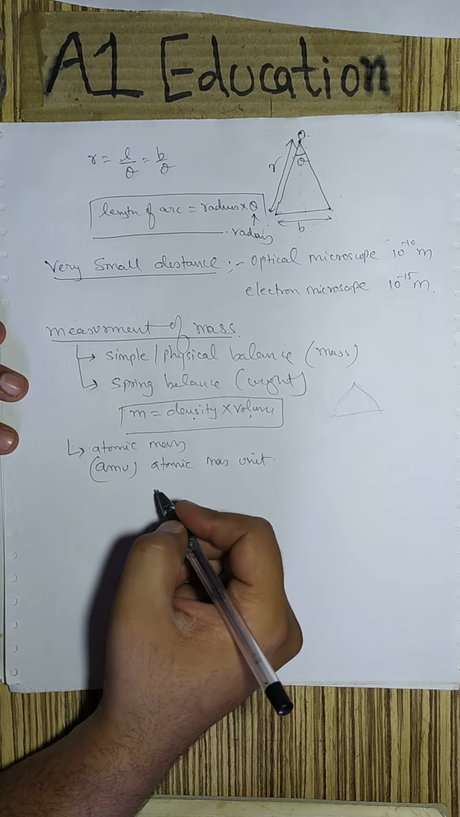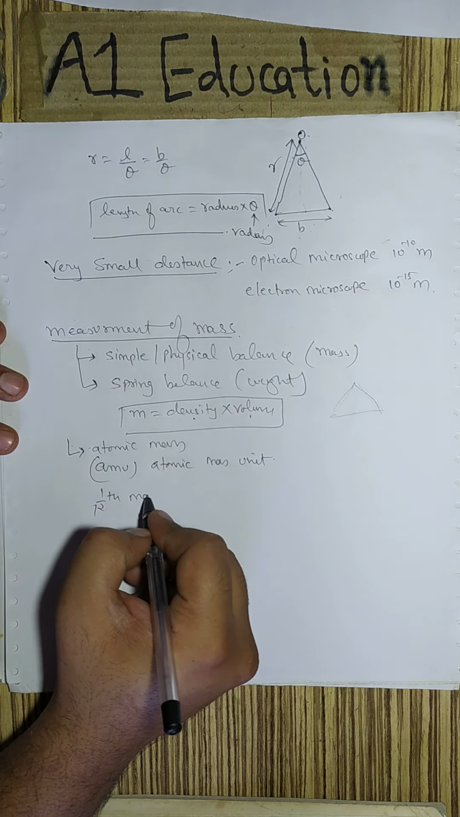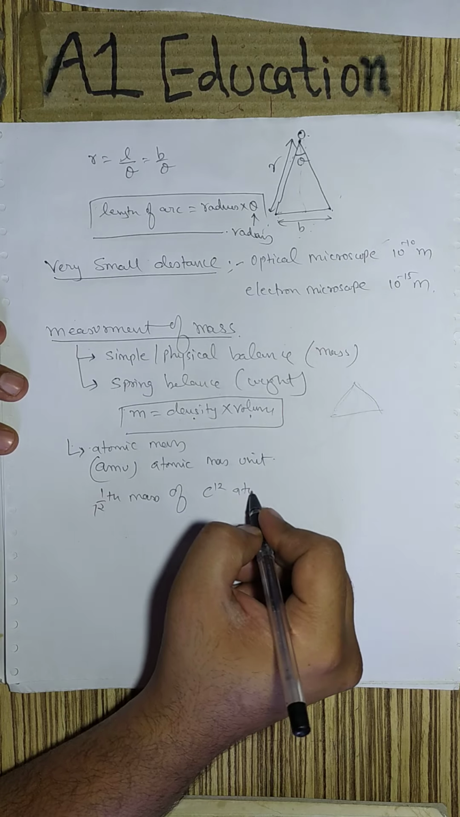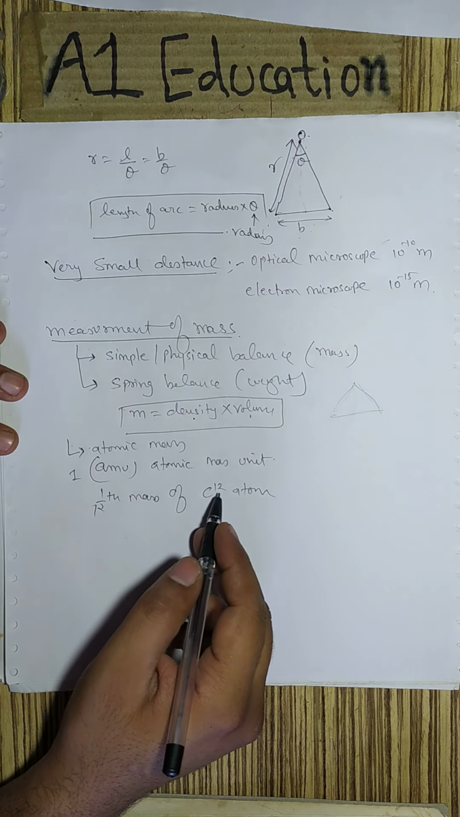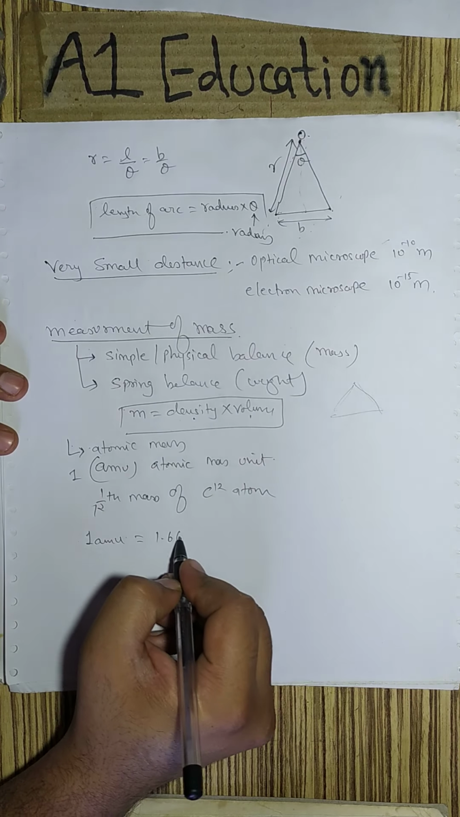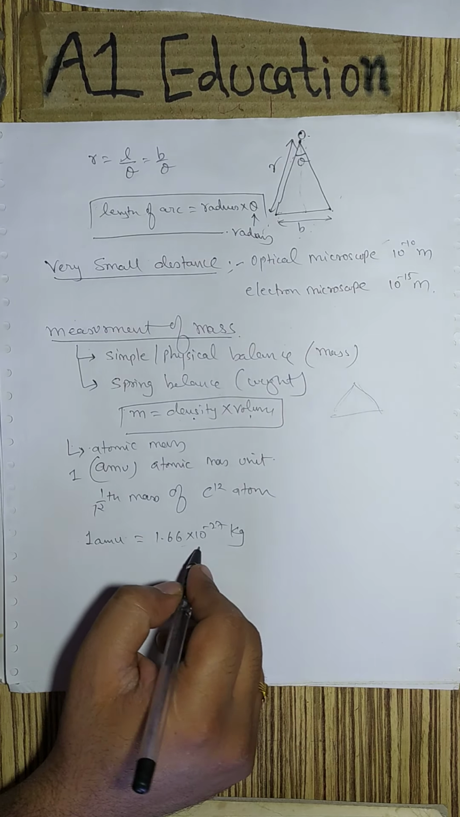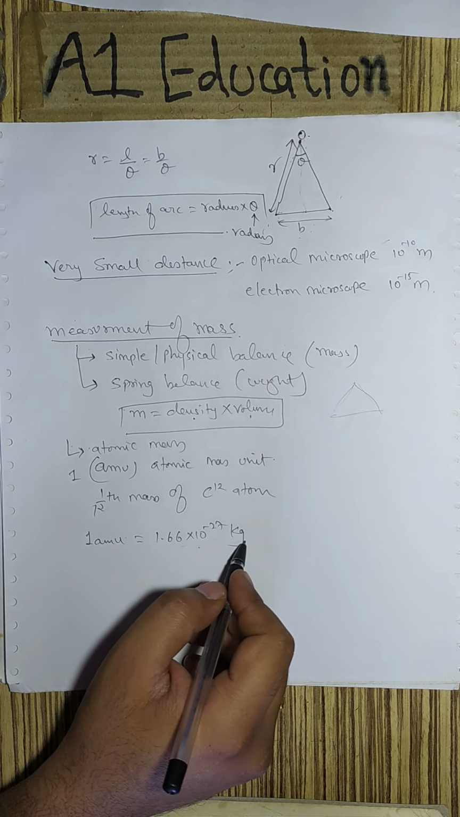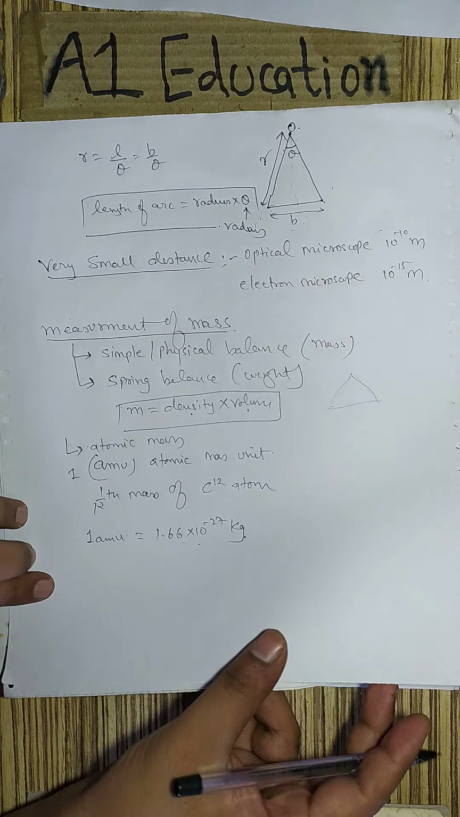Atomic mass unit: this mass is as small as 1/12 the mass of a carbon-12 atom. 1 AMU is this much small a mass. 1 AMU is 1.66 into 10 to the power minus 27 kg. This is such a small mass, it can be measured with the help of measuring instruments. Technology is advanced, so we must have such instruments which can measure such small masses or estimate them very accurately.